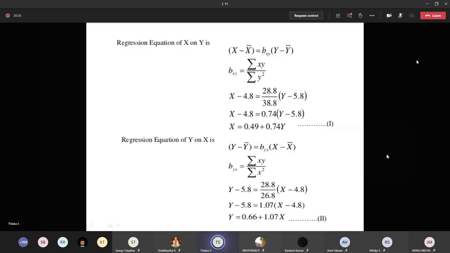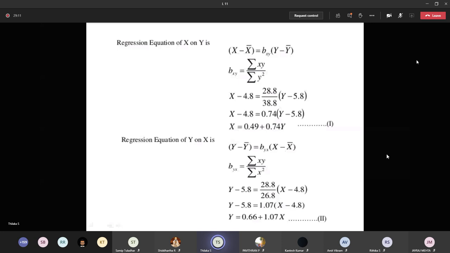0.49 plus 0.74 y. So this is a straight line equation, a linear equation, which is in the form y is equal to a plus bx. So x is equal to 0.49 plus 0.74 y is the x on y equation. You have to write it as it is, that is the straight line equation, x is equal to 0.49 plus 0.74 y. So this is the x on y equation. Likewise you have to calculate the y on x equation too.